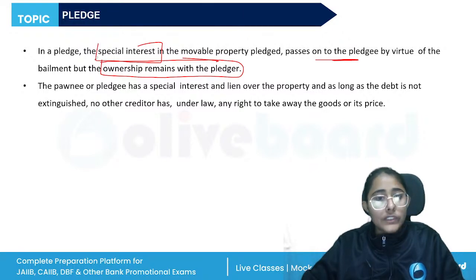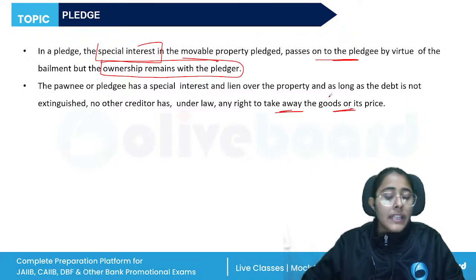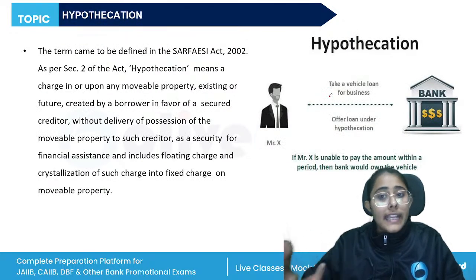They can use it. And if the debt is not repaid, then the pledgee or the pawnee can make a sale of it. All right. They can have the right to take away the goods or its price. This is the pledge. Then we have hypothecation, wherein the charge is created upon any movable property.